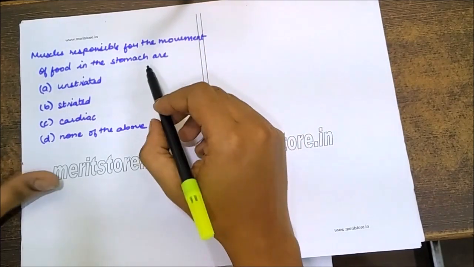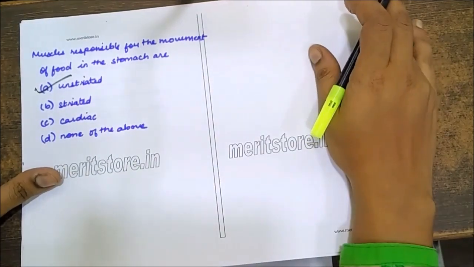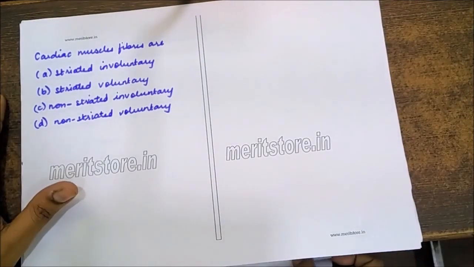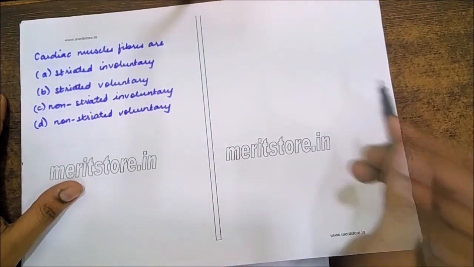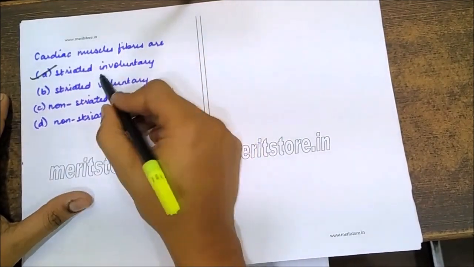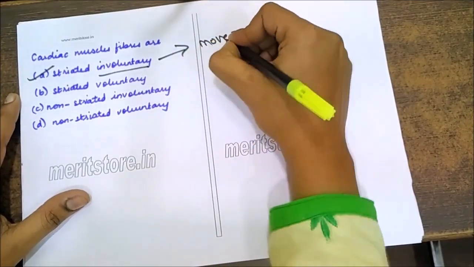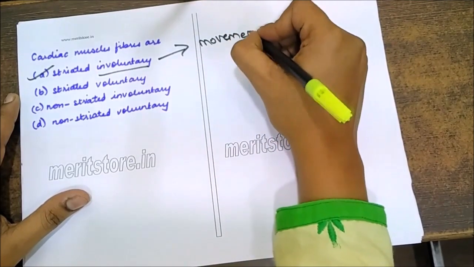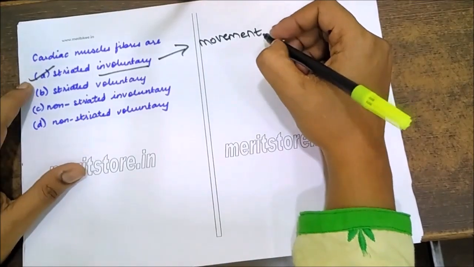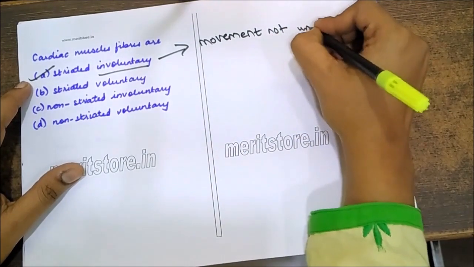Muscles responsible for the movement of food in the stomach. We just said unstriated muscles are found in the GI tract. Okay, so the answer is A. Cardiac muscle fibers are, see, these are striated and they are involuntary. What do you mean by involuntary? Whose movements are not in our control. See, we can't say to our heart that beat now and now don't beat. So these are not in our control. So cardiac muscles are striated and they are involuntary. So movement not under our control.